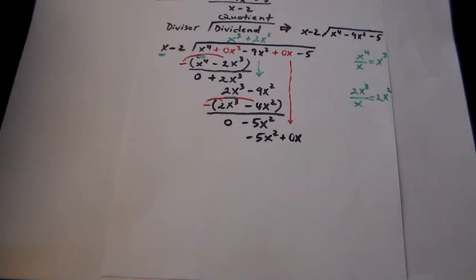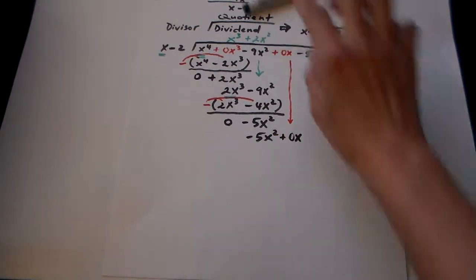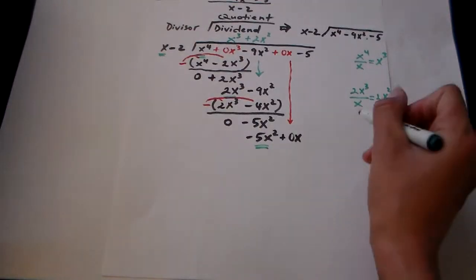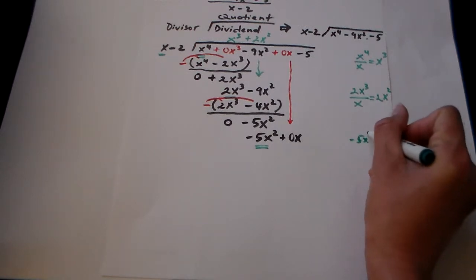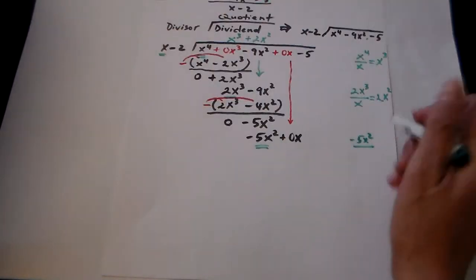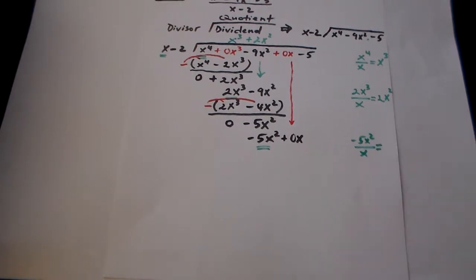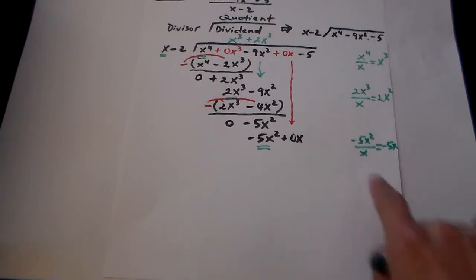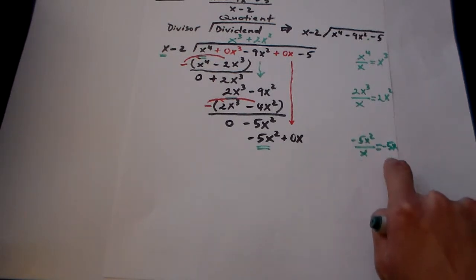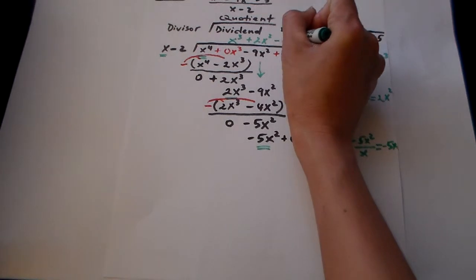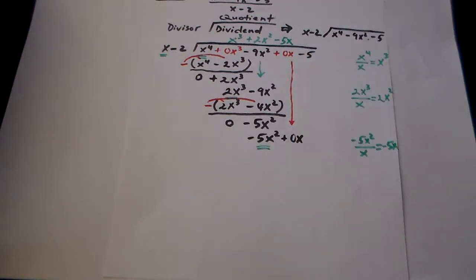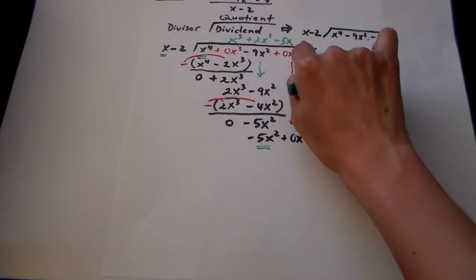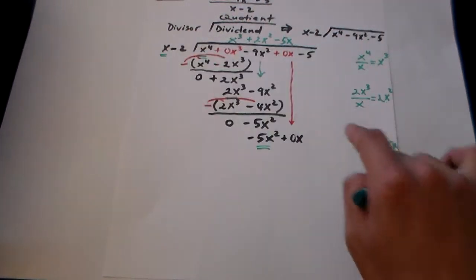Alright, so follow the same procedure. You take the first term here, divide by the first term in the divisor. So negative 5x squared divide by the first term in the divisor, x. Simplify, you would get negative 5x, okay? Negative 5x. So bring this negative 5x on top here. Right? Follow the same procedure. You take negative 5x, the whole thing, multiply by the divisor.